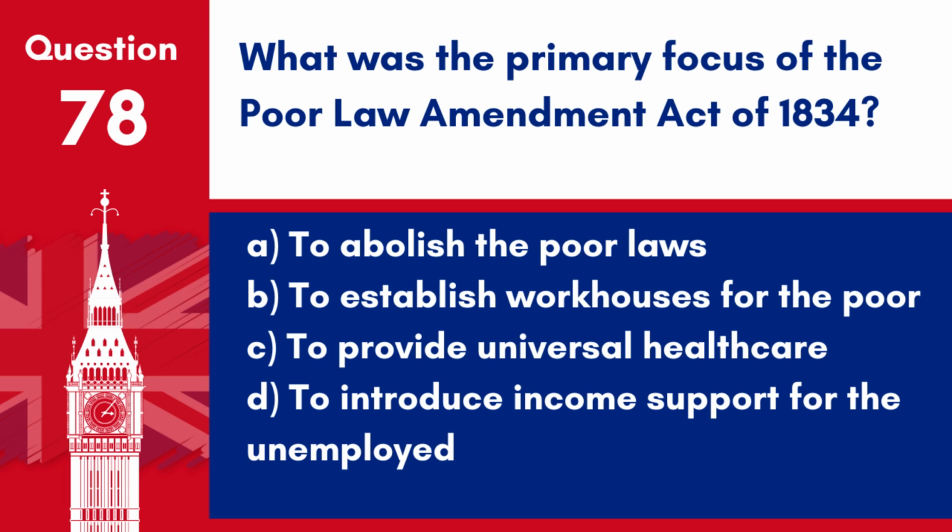A. To abolish the poor laws. B. To establish workhouses for the poor. C. To provide universal health care. D. To introduce income support for the unemployed. Answer. B. To establish workhouses for the poor. The Poor Law Amendment Act of 1834 overhauled the existing system of poor relief, notably by establishing workhouses where those in need of assistance were required to work.